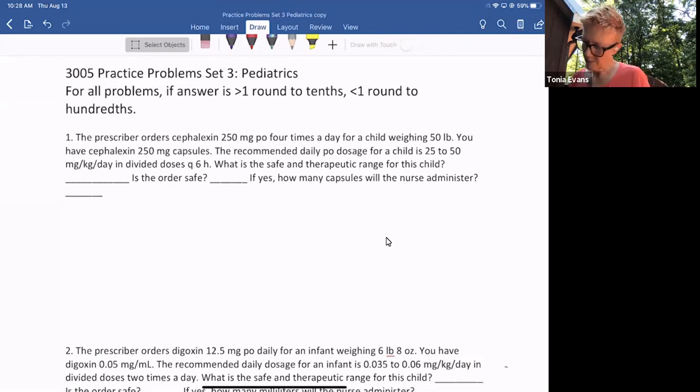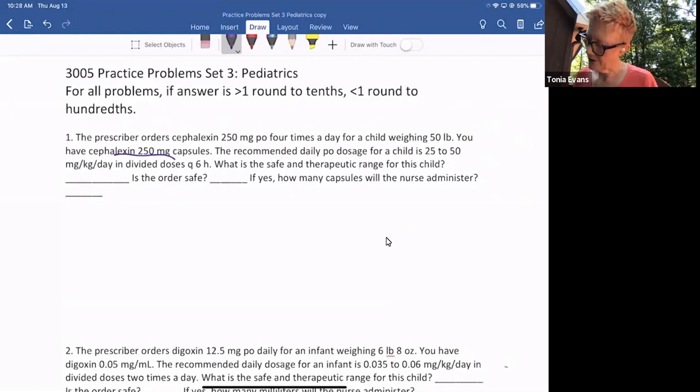Okay, so number 1, prescriber orders cephalexin 250 PO 4 times a day. Child weighs 50 pounds. You've got these capsules on hand. Recommended daily dosage is 25 to 50 milligrams per kilogram per day in divided doses every 6 hours. What's the safe and therapeutic range for this child? So every 6 hours, so that's 4 times a day. 6 times 4 is 24.